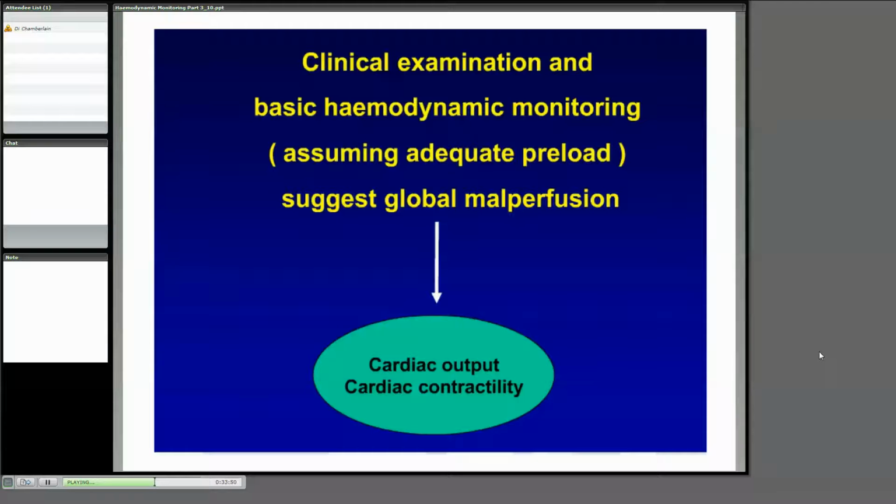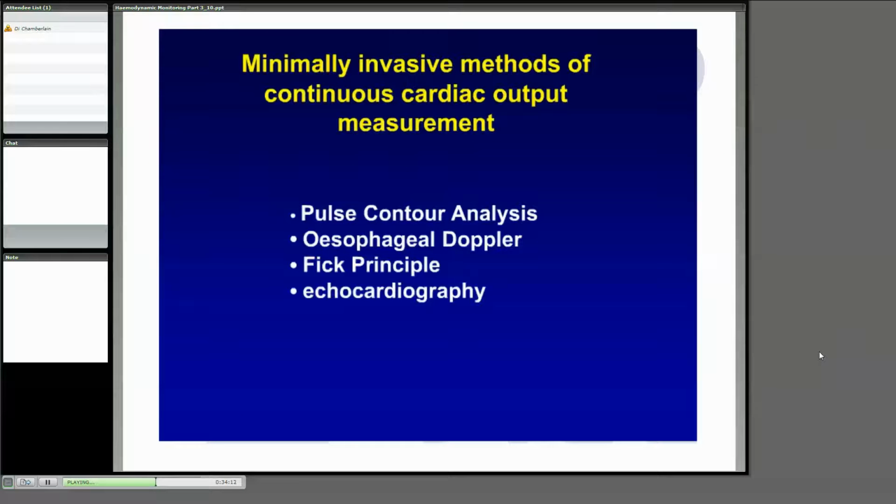Okay, so we've done our clinical exam and we've looked at basic hemodynamic monitoring, and we've assumed that we've given a bit of fluid if they're fluid responsive, and we still suspect that there's some global malperfusion happening in terms of shock. We need to then look at cardiac output and cardiac contractility. And there are different ways we can do this in a minimally invasive way. Before a pulmonary artery catheter, we could use, as I said, the esophageal doppler, which, if that's on a nasogastric tube, great.